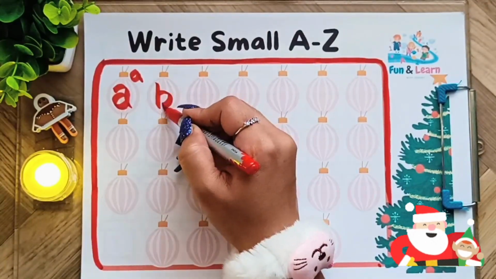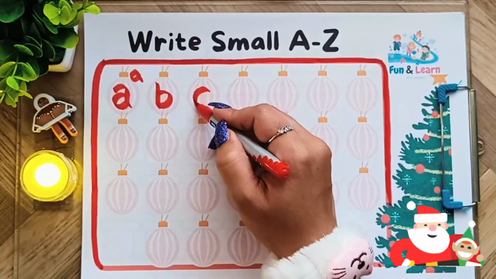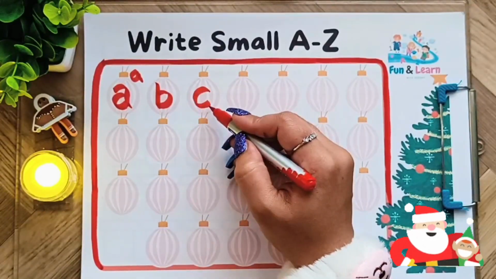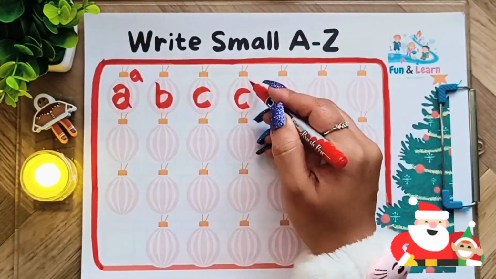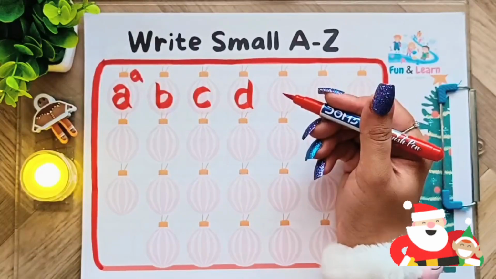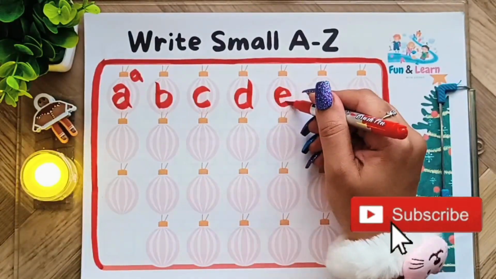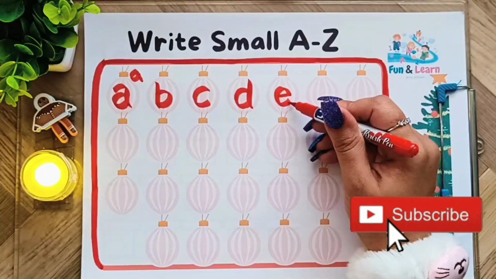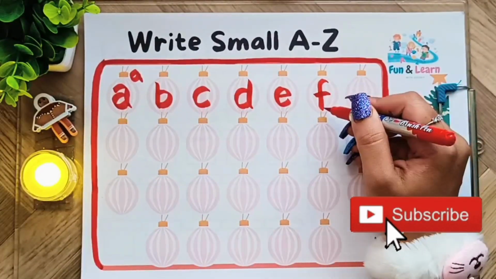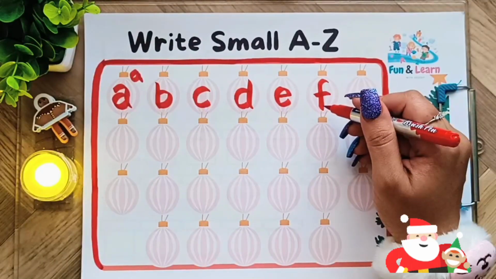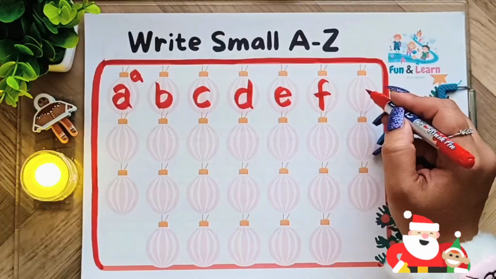B, B, B. C, K, K. D, D, D. E, A, A. F, F. It's not, it's F, F. Just the sound of air. F.